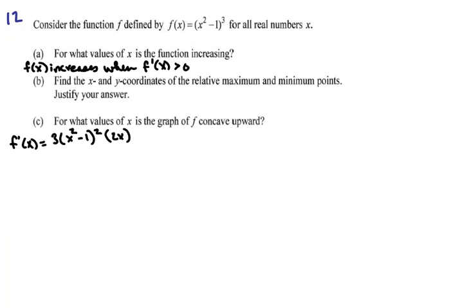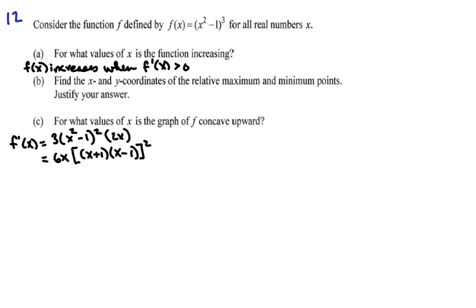We find that using the chain rule. We bring down the 3, reduce the exponent from 3 to 2. We have 3 times x squared minus 1 quantity to the second power, and all times the derivative of x squared minus 1, which is 2x, and that simplified gives us 6x times the quantity x plus 1 times x minus 1 squared.